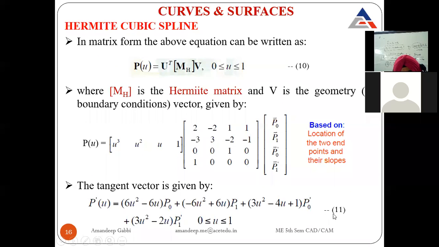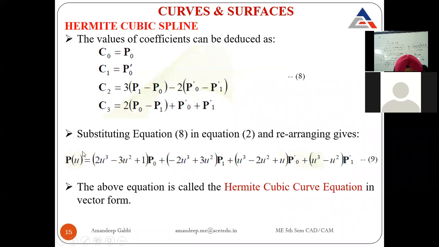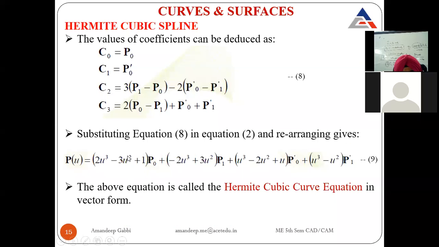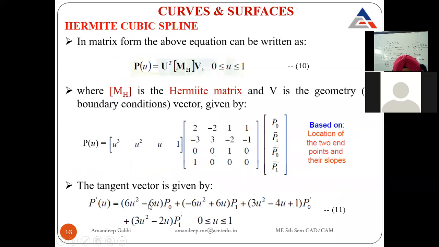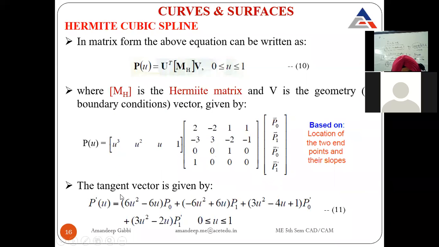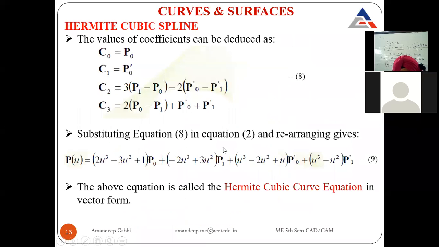Now the tangent vector can be written like this. Tangent is the differential of the above equation. You take the differentiation of this: 3 to 6 u square, 6 u square, 3 to 6 u, 6 u. This is the differentiation of this particular equation. So you will get this equation after differentiation.